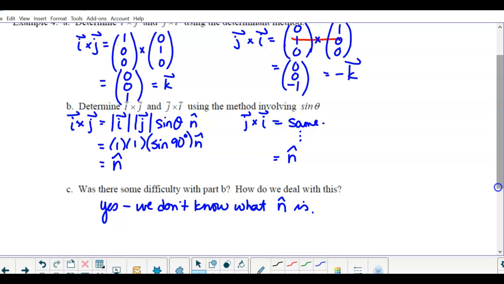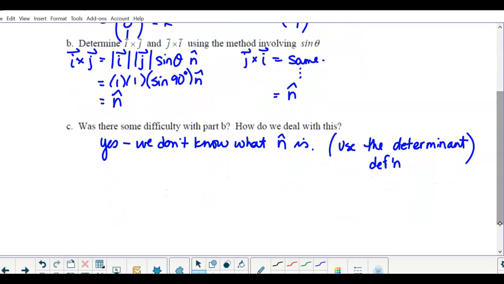How do we deal with this? Well, really, you're going to use the component form, not this, unless you know that direction. Now, we'll look down below in terms of what direction each of these are going to go in. But here, use the determinant definition of cross product so that you do know the direction of it.